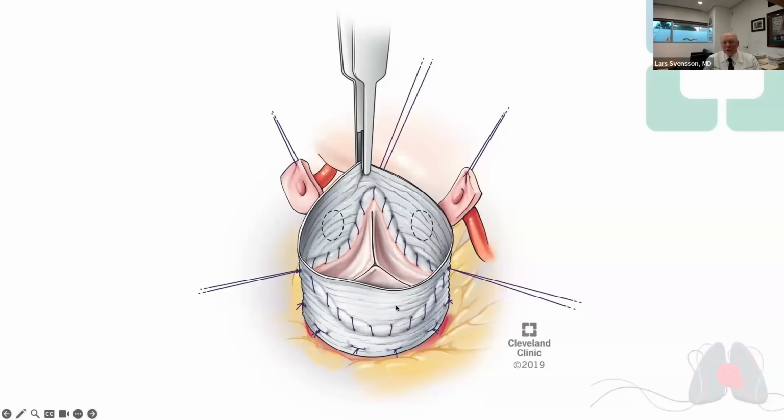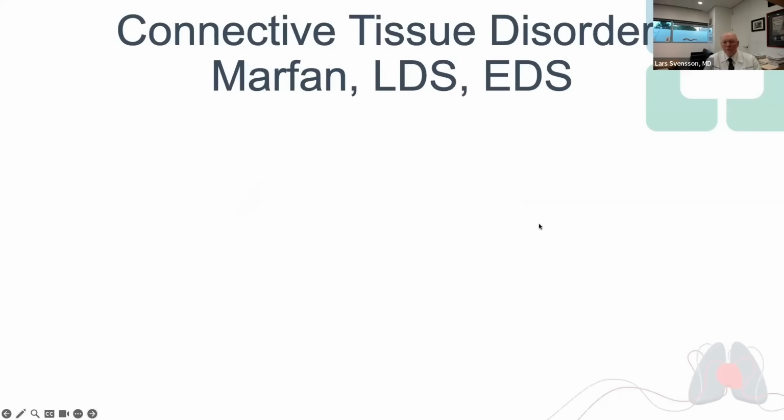And here's the valve just then sewn in position with the coronary artery buttons that are going to sew onto the sides of that root.